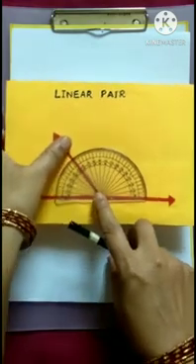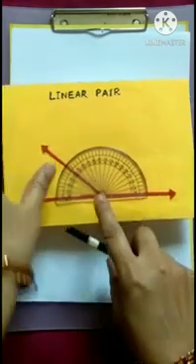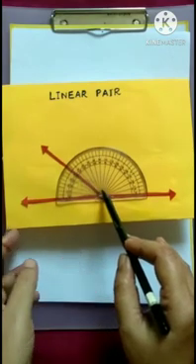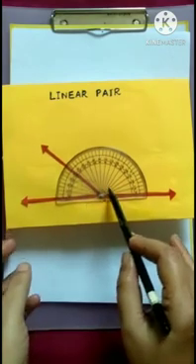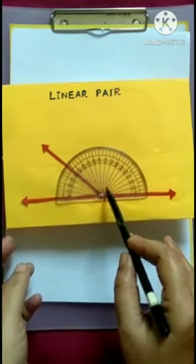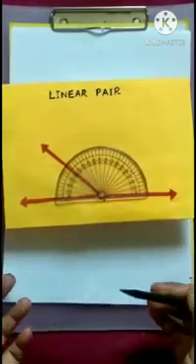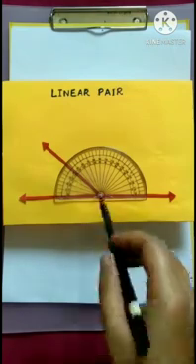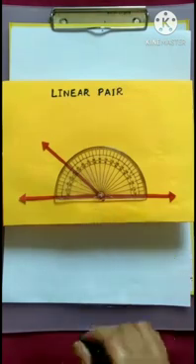Next one. 40 degrees here and here 140 degrees. So 40 degrees plus 140 degrees is 180 degrees, which forms a linear pair. Like this, we can give many examples of linear pair angles with this model.